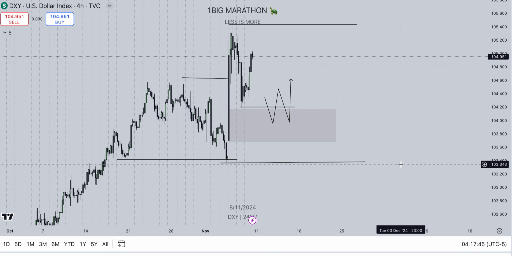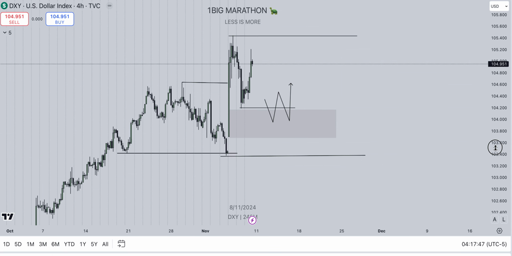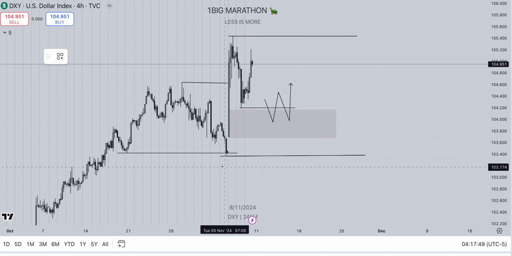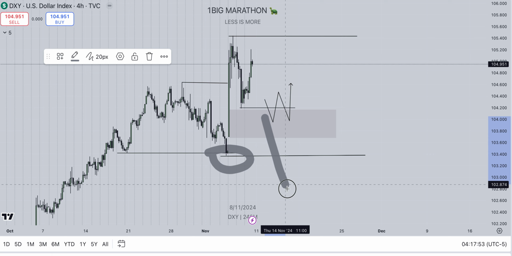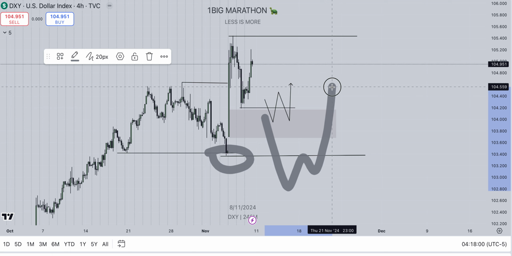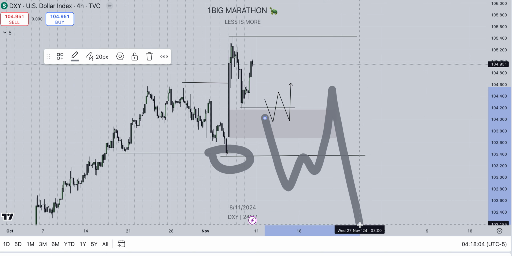The only time we should look for a sell in DXY is when we see price taking out these lows here. When we see price taking out these lows here, by then we'll have a shift in market structure where we might expect a small pullback up, maybe price leaving a fair value gap above, before we have that push to the downside.